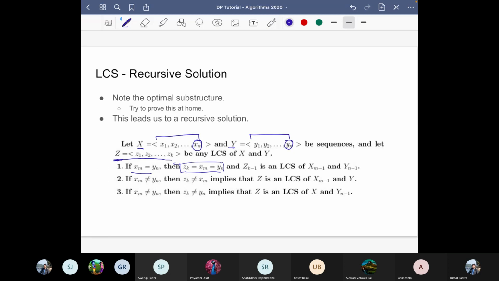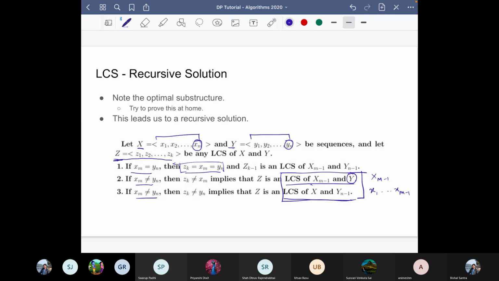Now, the second case is that if the final letters are not the same for X and Y, then the LCS can be between xm minus 1 and y. So xm minus 1 means you take x from x1 till xm minus 1, excluding the final character of x, and y is the full sequence. Or, the third case, under the same condition where xm is not equal to yn, the LCS can be the LCS of x and y n minus 1. So you basically need to look at these two cases and find the longest of these two. And if they're the same, then the first condition holds.